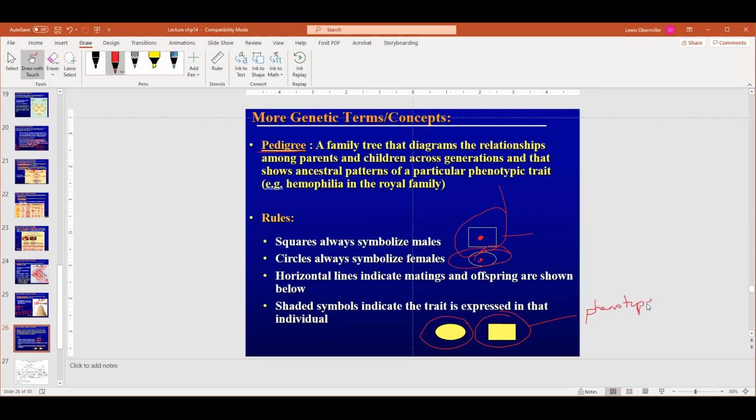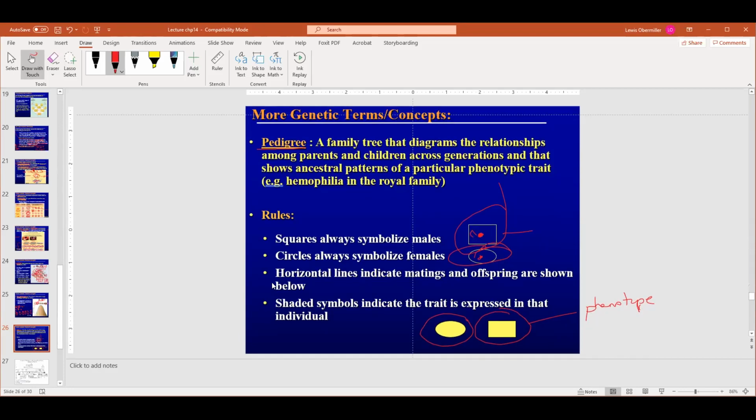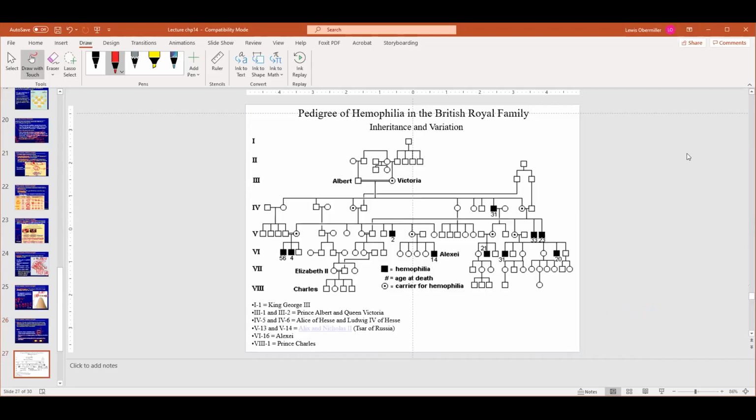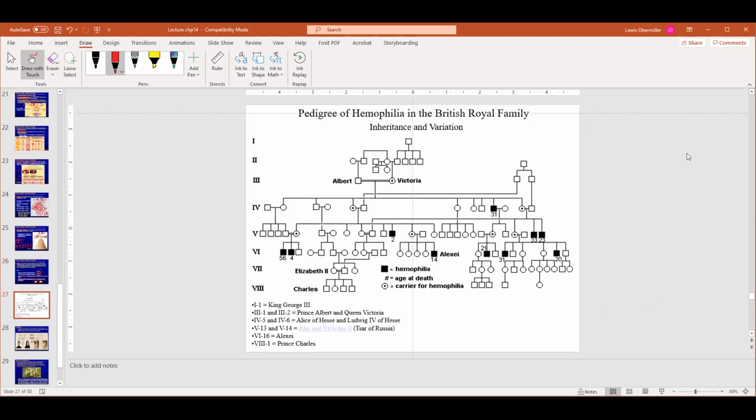So if you're doing a pedigree on brown hair, then you would fill this in for people with brown hair. If you're doing a pedigree of blonde hair, then you'd fill this in for blonde hair. And then these would be carriers of that allele for blonde. The horizontal lines are matings, right? And the offspring are shown below that. And then shaded symbols, like we just said, show that that individual has that trait. Pedigrees are really important. I'm just going to tell you guys that.